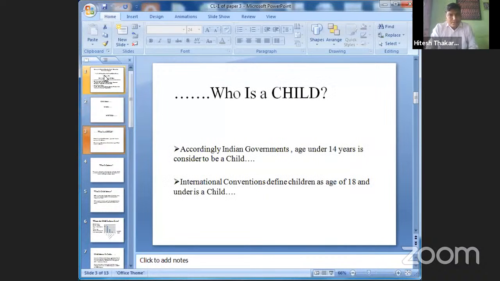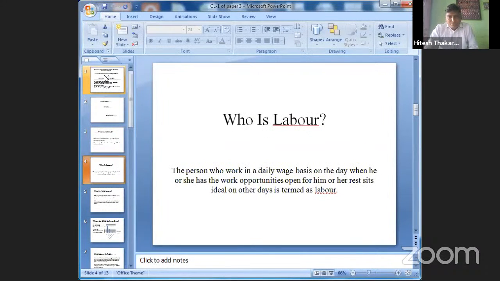Who is a child? According to the Indian government, a person under 14 years of age is considered a child. International conventions define a child as anyone aged 18 and under. Who is a laborer? A person who works on a daily wage basis on the day when work opportunities are open to him or her, and who is idle on other days, is termed a laborer.